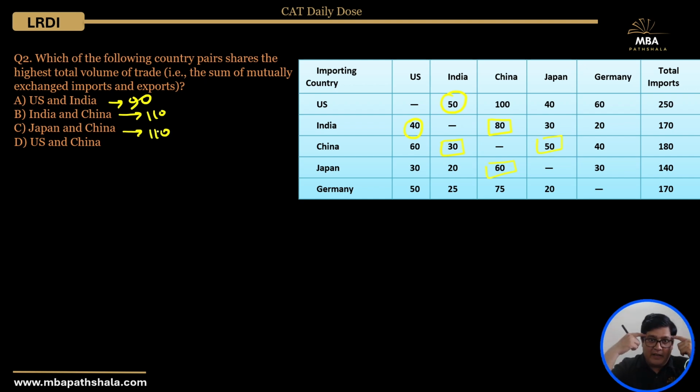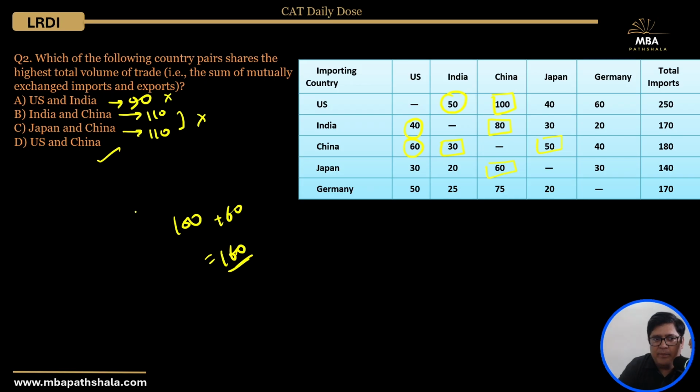Now let us apply logic. Let us not solve further. These two are equal. They cannot be highest. This is definitely not highest because 110 is more. So this has to be the answer. Common sense. US buys 100 billion worth of goods from China and China buys 60 billion worth of goods from US. So total is 160. This is the highest mutual trade, and this might actually be true in the world as well. Highest amount of trade that is happening between two countries is US and China.